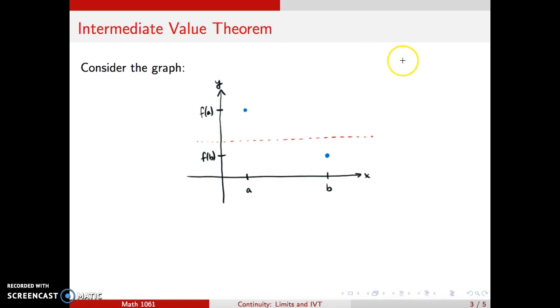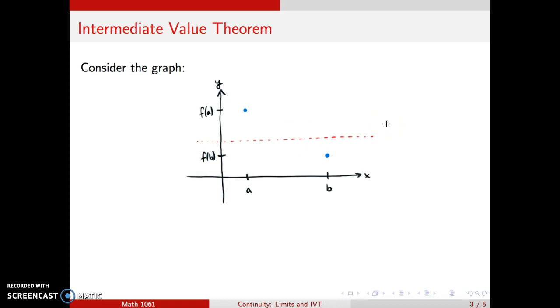For the setup here, let's start by considering the graph, whatever it is we've got here. I've got my coordinate plane here. It looks like I've got a function f. I don't know too much about it. At a, there's the function value. At b, there's the function value. And I've got this red dotted line here.